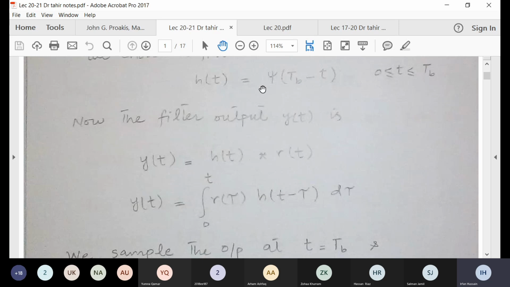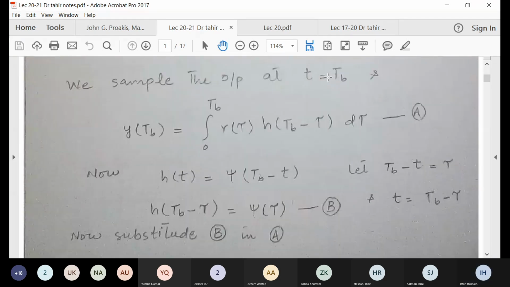So we know that h of t was tb minus t. All right. So h of t minus tau, whenever you put a t, it becomes minus t. So if I put t minus tau, this will become tb minus t plus tau.